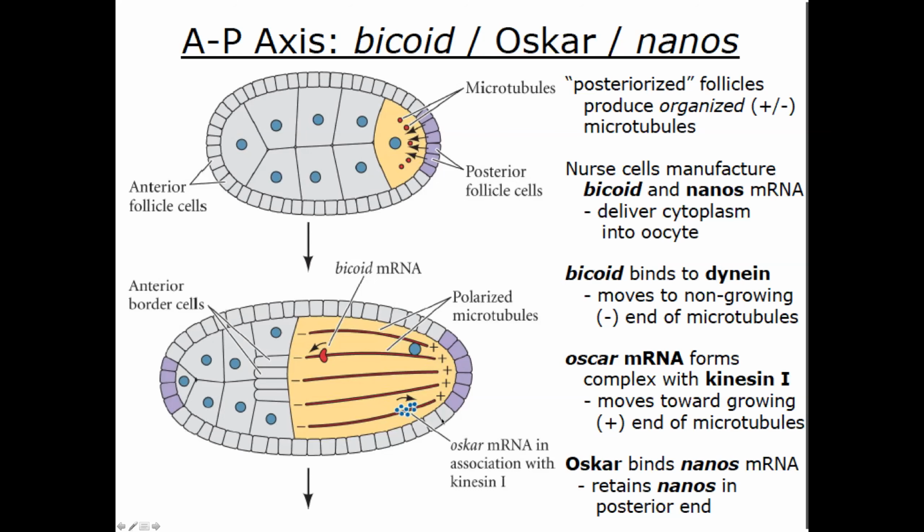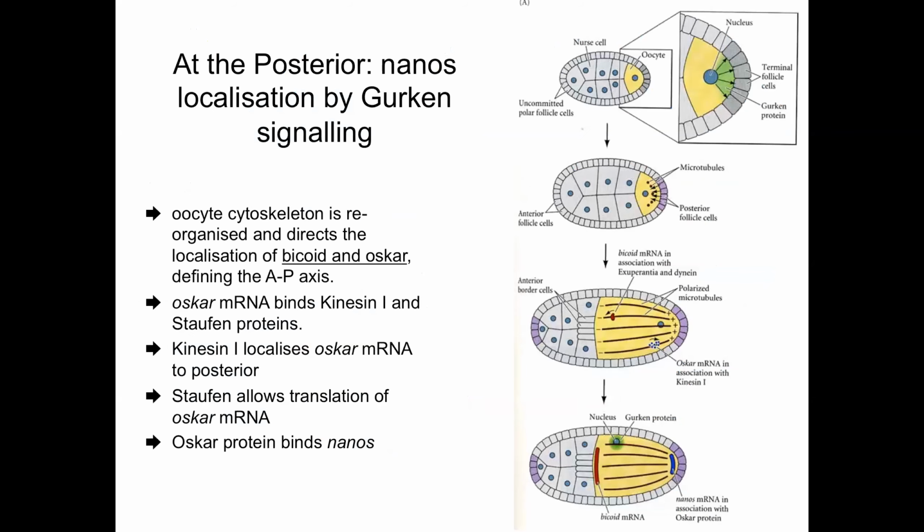So essentially, the initial support provided by the nurse cells is going to be huge in providing the mRNAs that are going to define the anterior and posterior, essentially bicoid, nanos, Oskar, Toll, many others, to which I'll come in a minute.